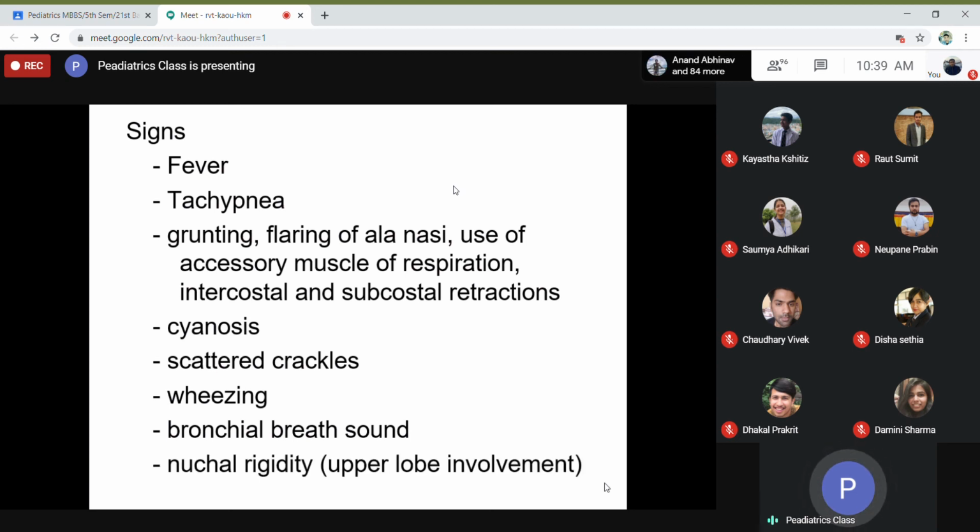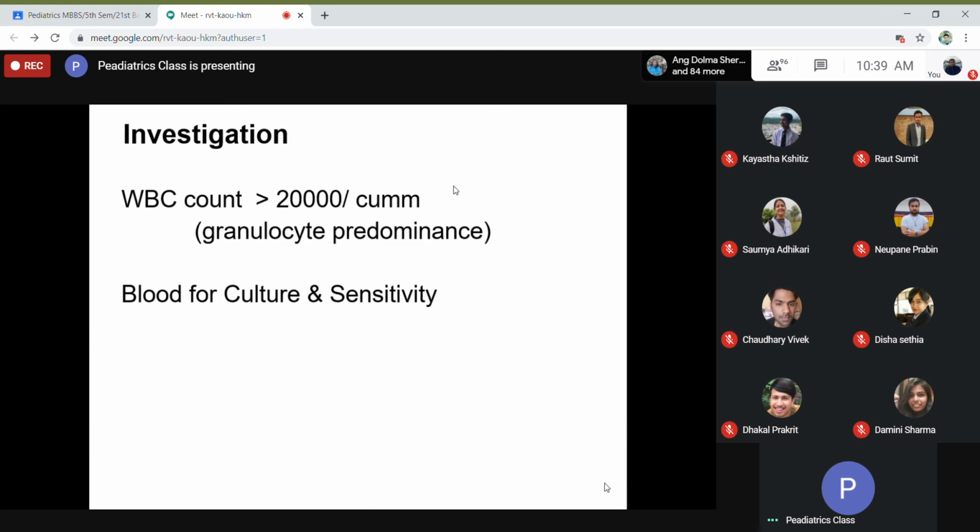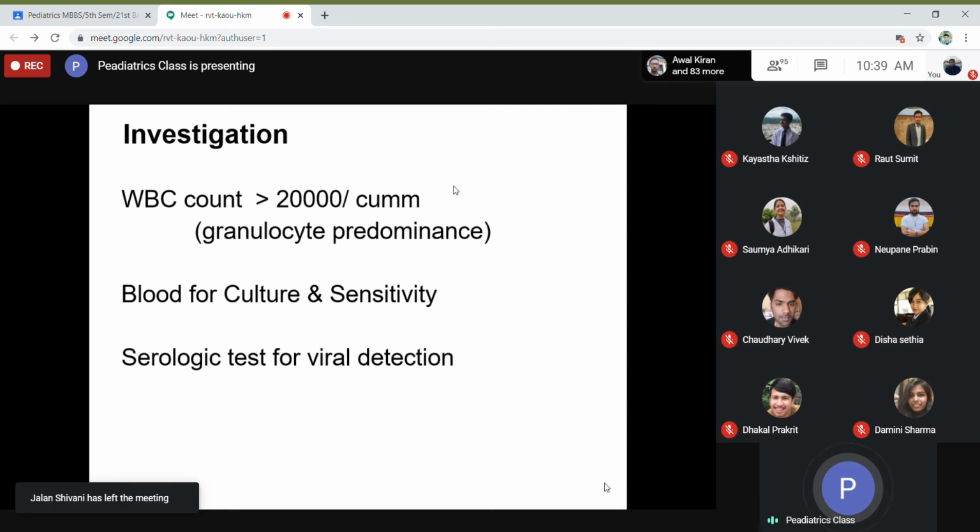And if the upper lobe is involved, it can sometimes mimic meningitis, with neck rigidity. Investigation-wise, you do the complete blood count and see the white blood cell count, usually with neutrophilia, usually seen in bacterial pneumonia. The count will be as high as more than 20,000, with granulocyte predominance. So neutrophilia will be there. In viral pneumonia, the count may be normal, sometimes low, rarely increased, and more lymphocytes will be there. And in every case of pneumonia, you do the blood culture.